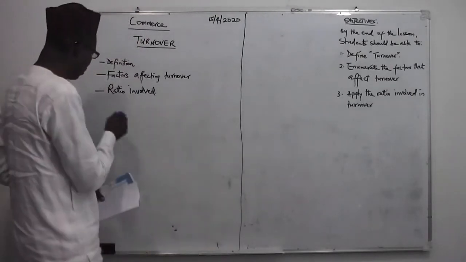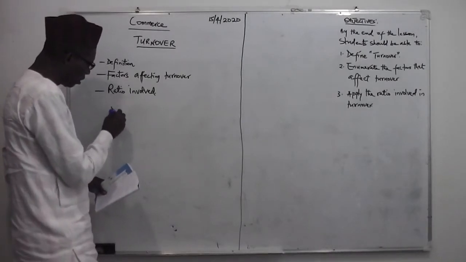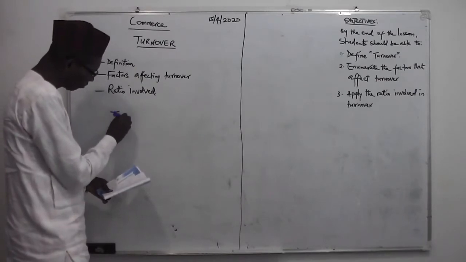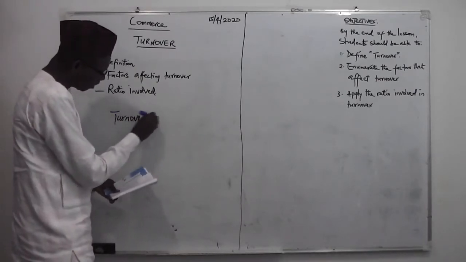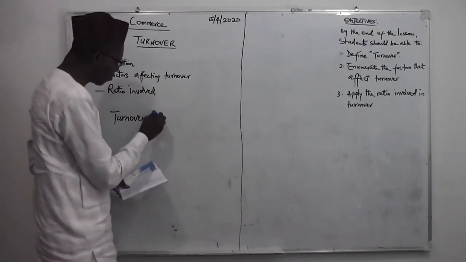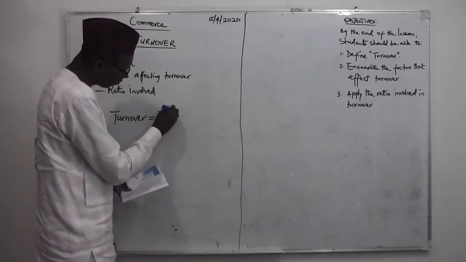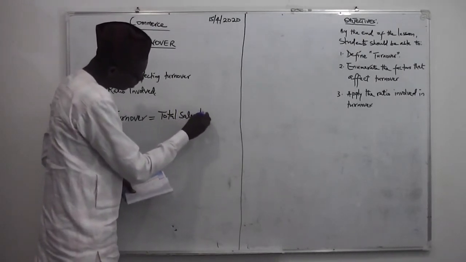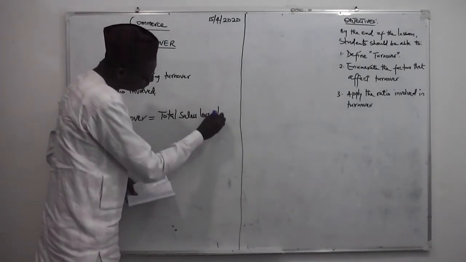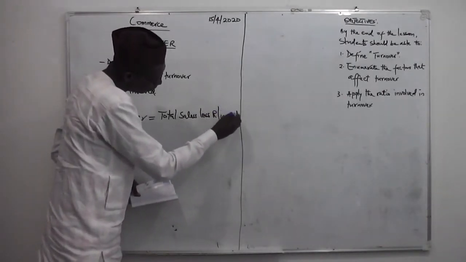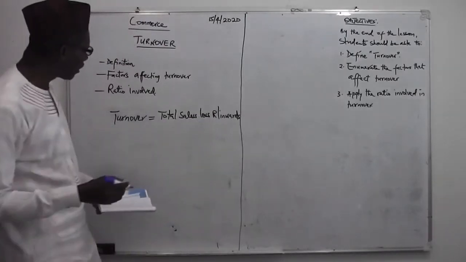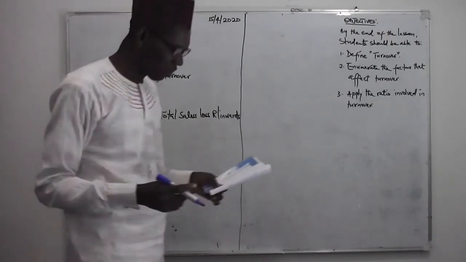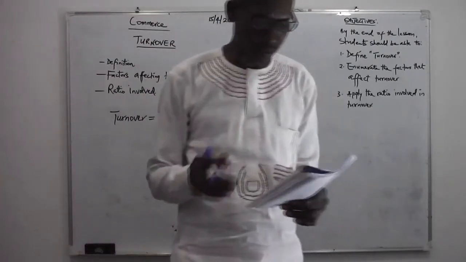So simply, when we talk of turnover, we use this equation. Another way of defining turnover: turnover simply means total sales less return inward. Total sales less return inward. That means total sales minus return inward will give us what we call turnover.